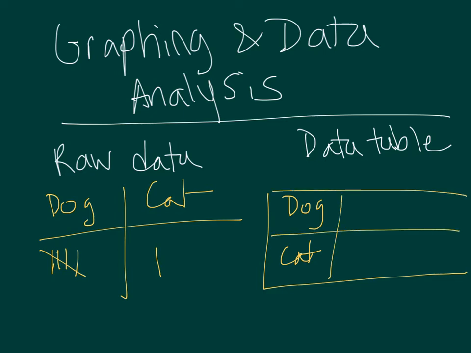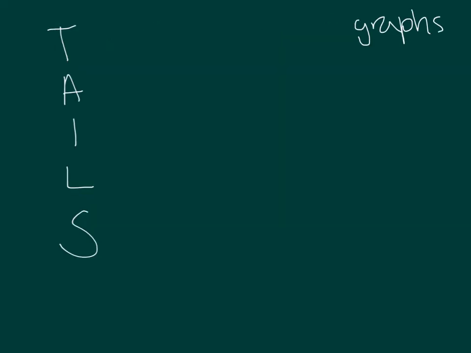So we could say 5 and 1. So the difference between raw data is it's kind of the tool that you're using as you're collecting the data. And the data table is now organized in a way that other people can access it. From a data table, you're then able to move to a graph.